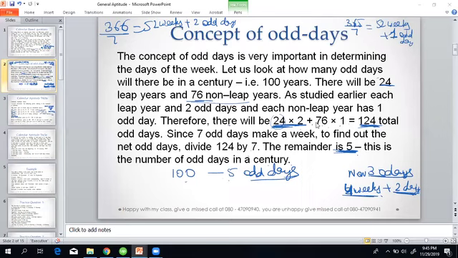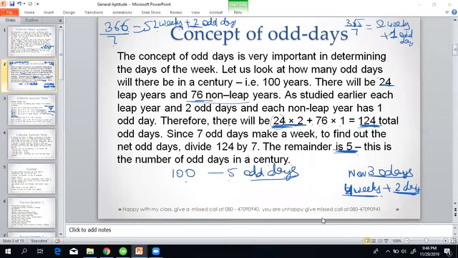The days that don't form a complete week are known as odd days. In a year there are 365 days, so there are 52 complete weeks and 1 day, and that 1 day is known as one odd day. In a leap year there are a total of 366 days. If we divide 366 by 7, it gives 52 weeks plus 2 odd days, meaning the remainder is 2. So there are 2 days left after 52 weeks, and those 2 days are known as the odd days.